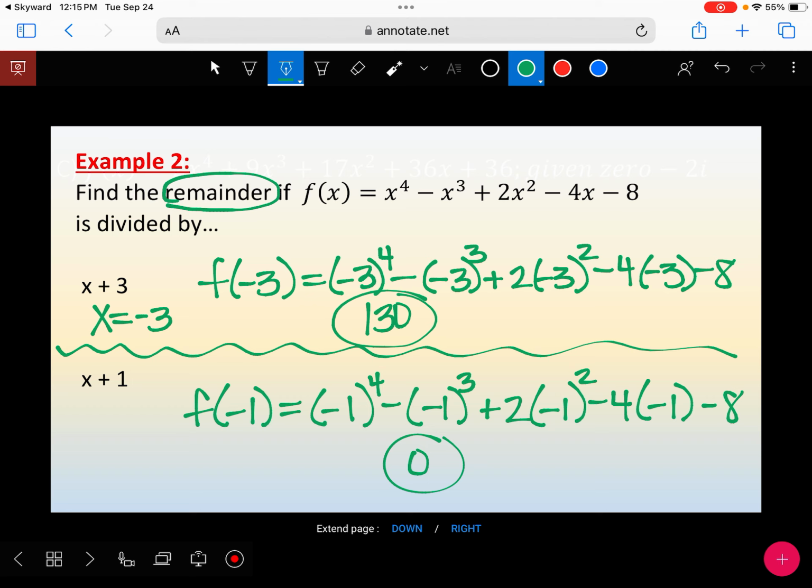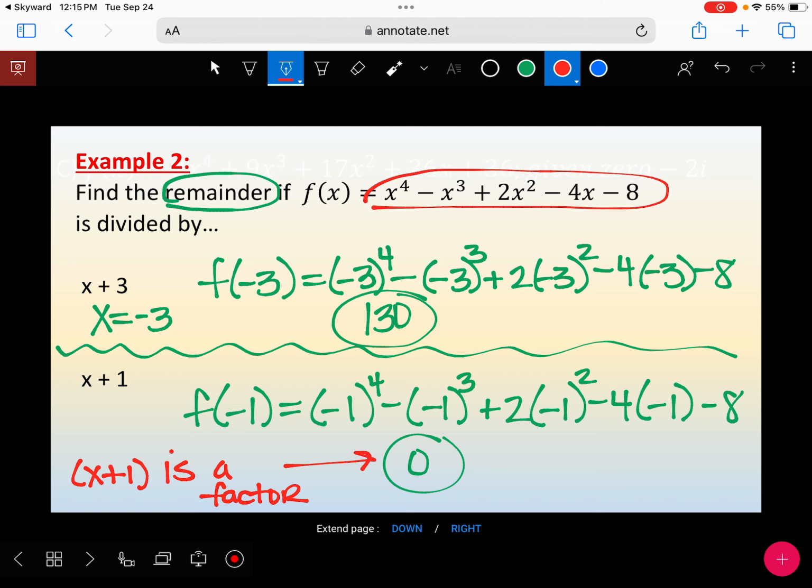Anytime you get a remainder of 0, that means that x plus 1 is a factor. So that's one of the factors that's used to make up this polynomial. X plus 3 is not a factor because we did not get a remainder of 0. X plus 3 is not one of the factors of that long polynomial. But if you get 0, that is a factor.